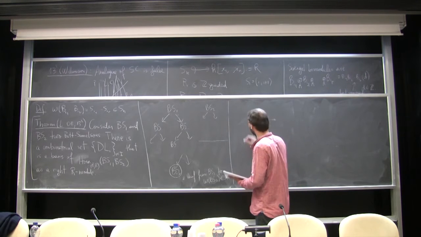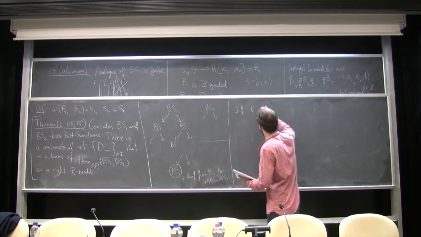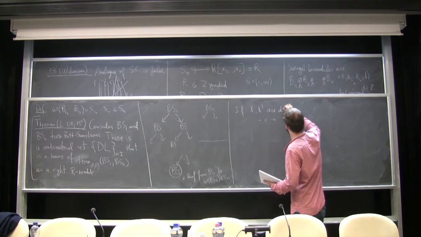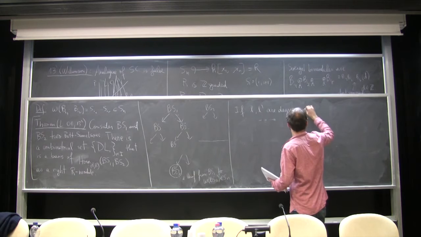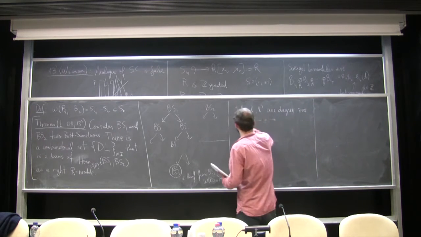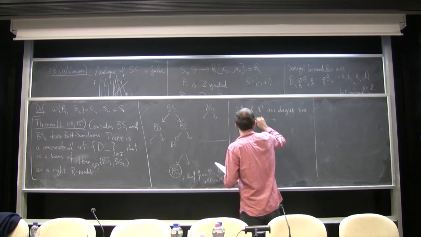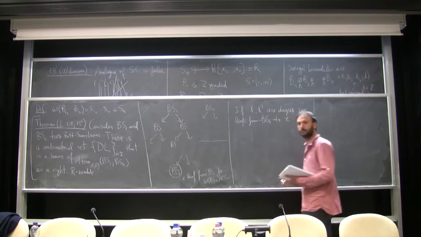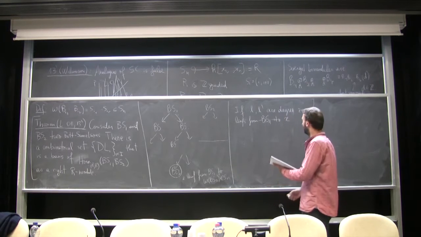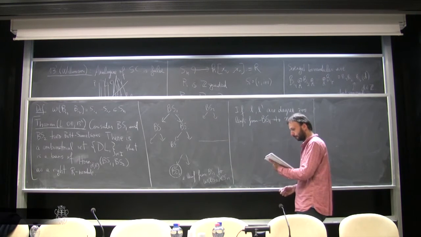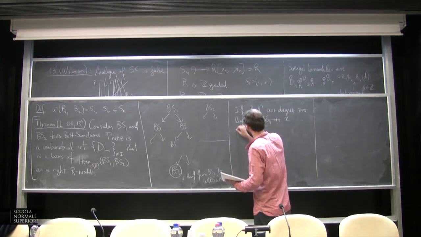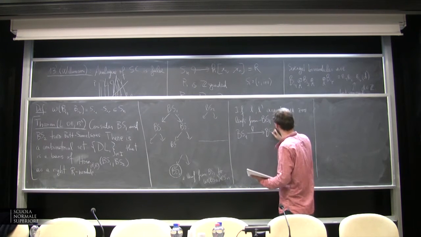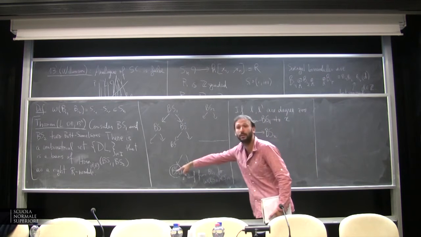So if L and L' are degree 0 leaves from BS1 to X, you can define this: BS1 goes through L to BS_X. Let's call BS_X the associated one. So to X, I associate BS_X.